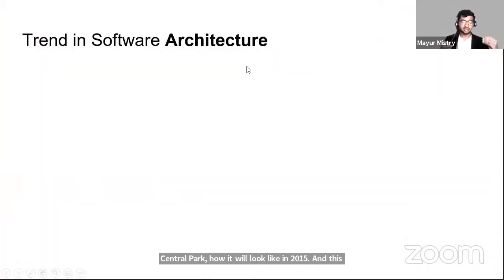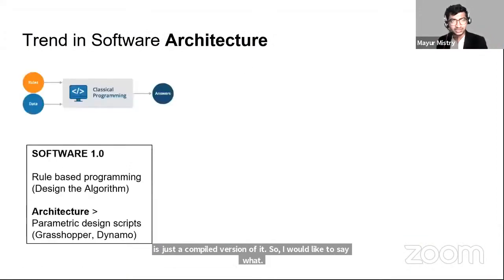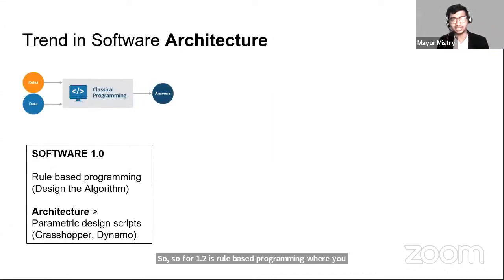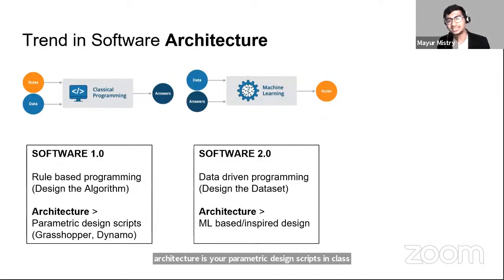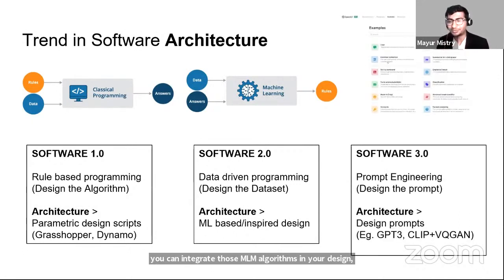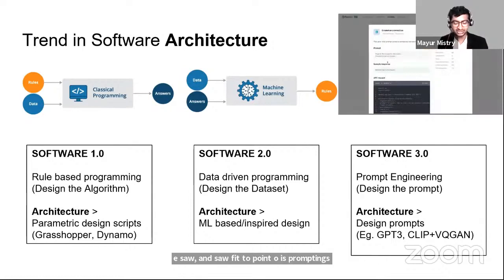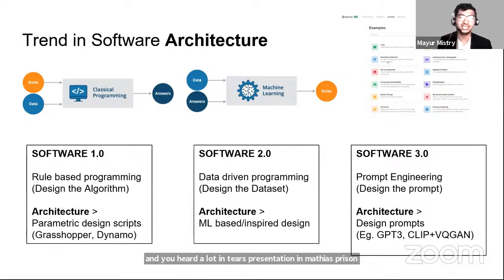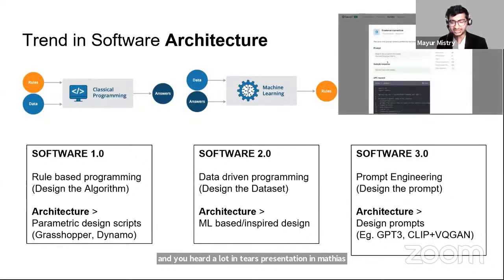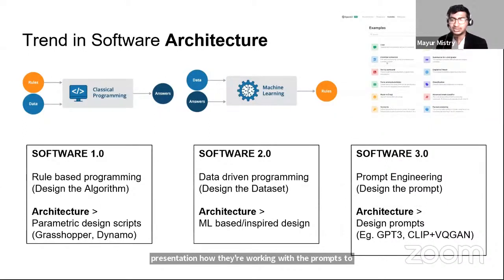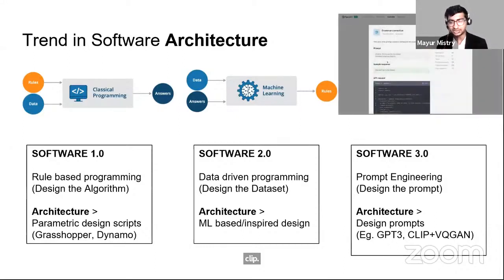I would like to start with the trends in software and architecture. Software 1.0 is rule-based programming where you design the algorithm, and the similar translation in architecture is your parametric design scripts in Grasshopper and Dynamo. Software 2.0 is data-driven programming, so you curate the dataset and you can integrate those ML algorithms in your design, as we saw. And software 3.0 is prompt engineering. You heard a lot in Theo's presentation and Matthias' presentation how they're working with prompts to curate their data. GPT-3 and CLIP plus VQGAN are some of the ways of curating the design prompt.